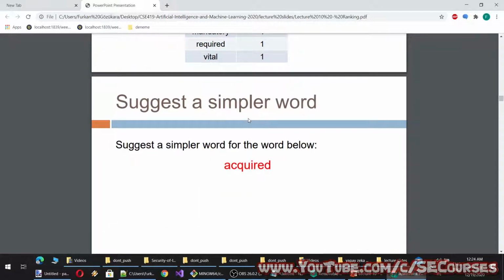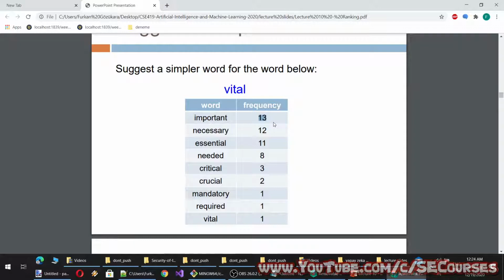How is this calculated? This may have been calculated by scanning the documents that have the vital keyword and then calculating the frequencies of other words in those vital-containing documents, and then whichever has the most frequency, you may rank them. Okay, so the important keyword has the maximum frequency in the documents that have the vital word. In this case, it may have worked well.